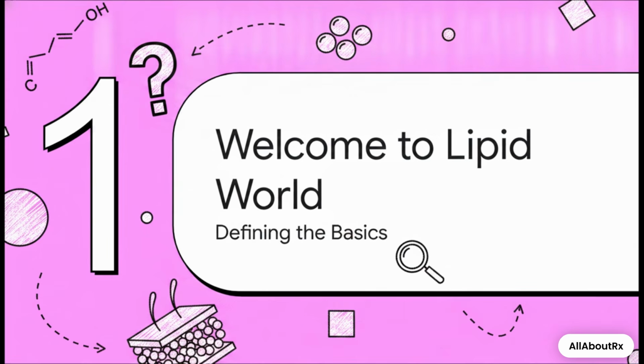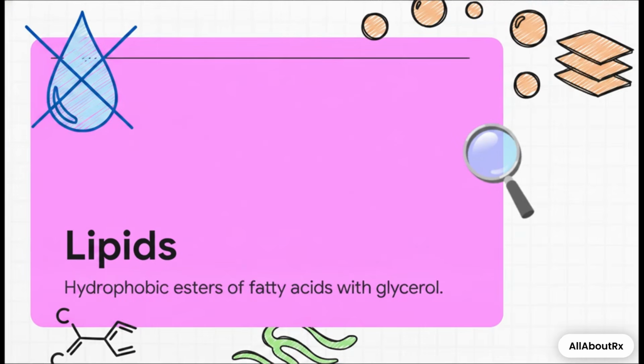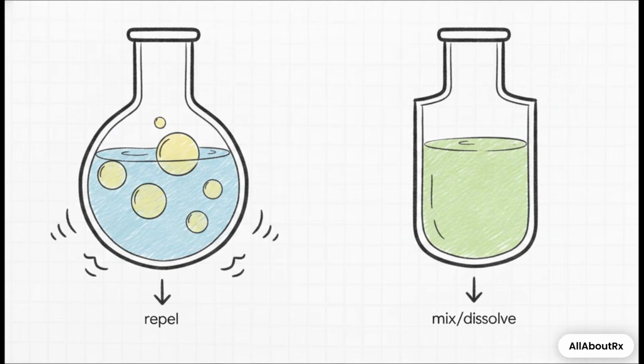Welcome to the lipid world, defining the basics. Before we get tangled up in complex diagrams, we really need to anchor ourselves with that foundational textbook definition. Basically, lipids are hydrophobic esters of fatty acids with glycerol. But what does that actually mean for their day-to-day behavior out in a chemical environment? Well, because lipids have this remarkably high hydrocarbon content in their structure, they're inherently hydrophobic.